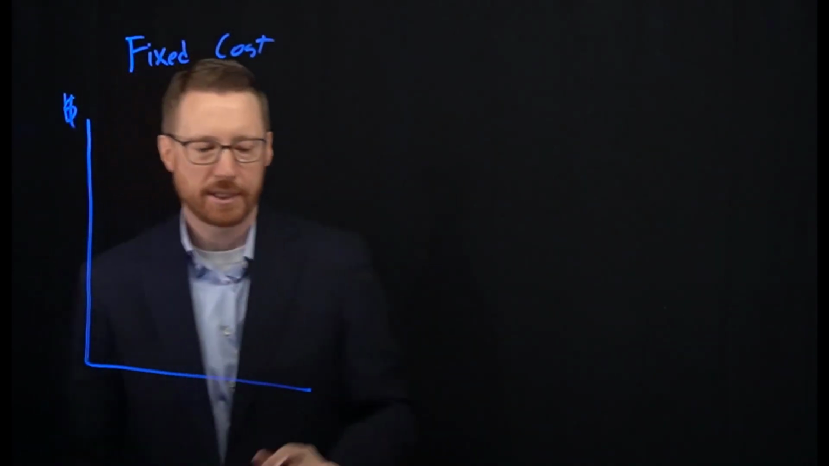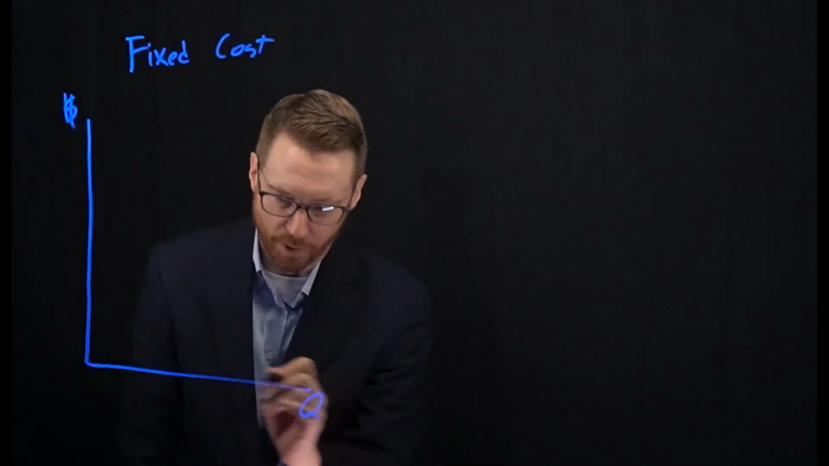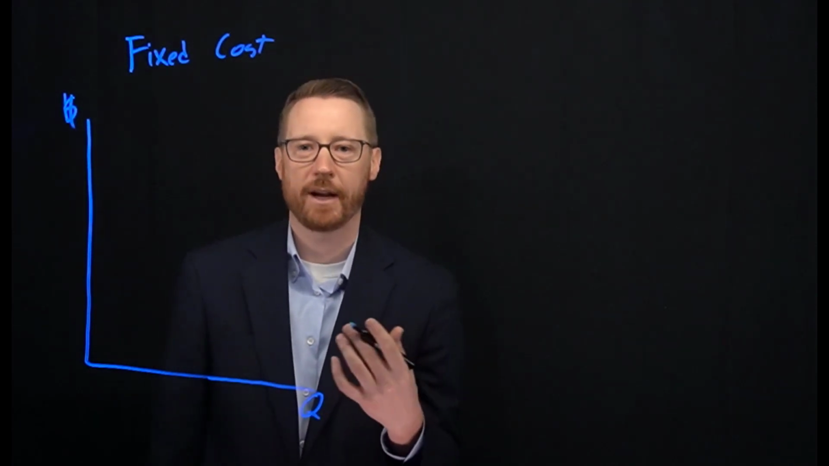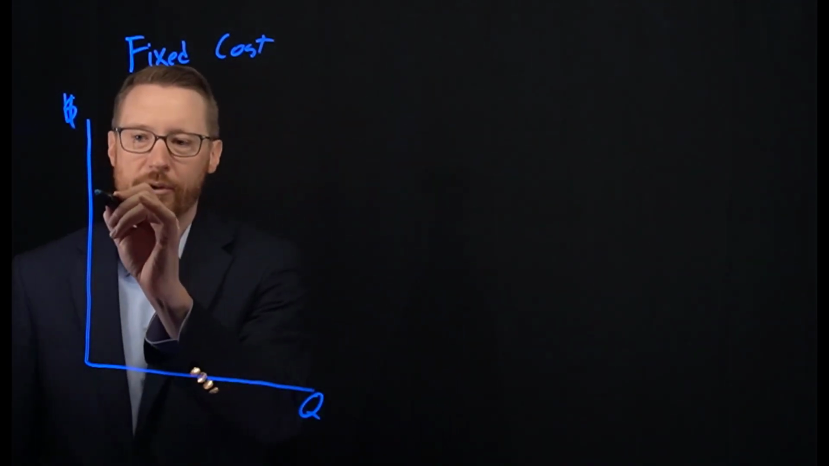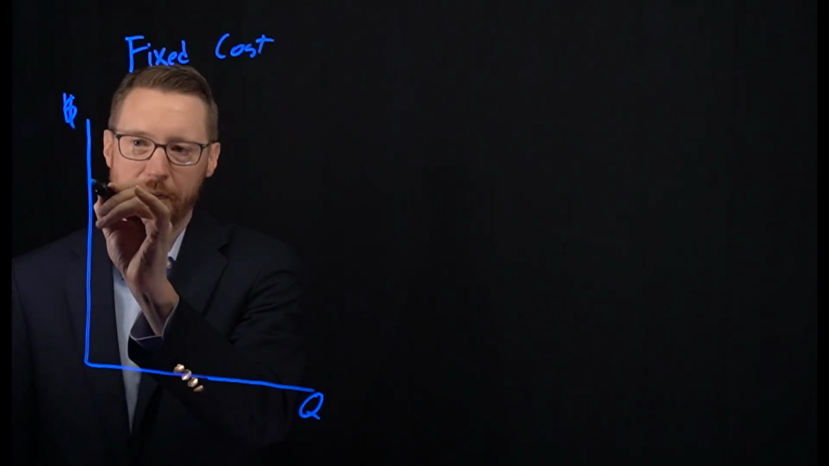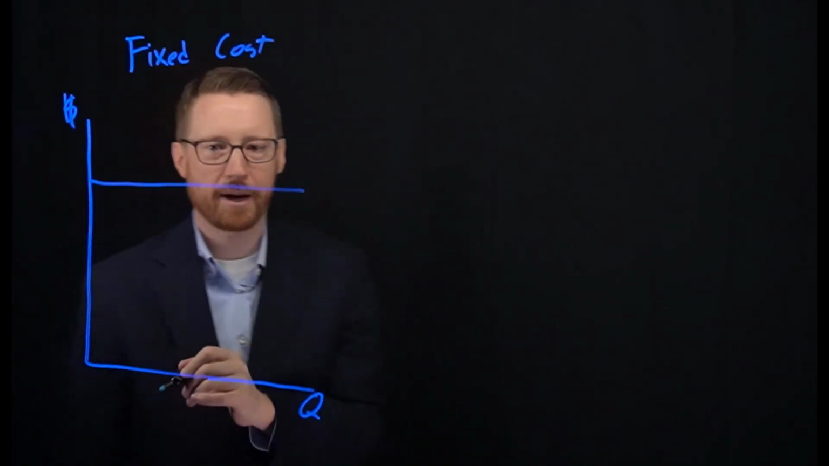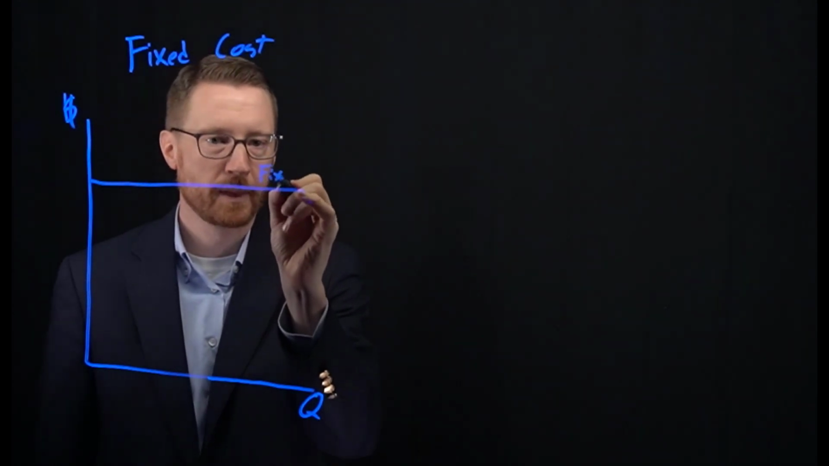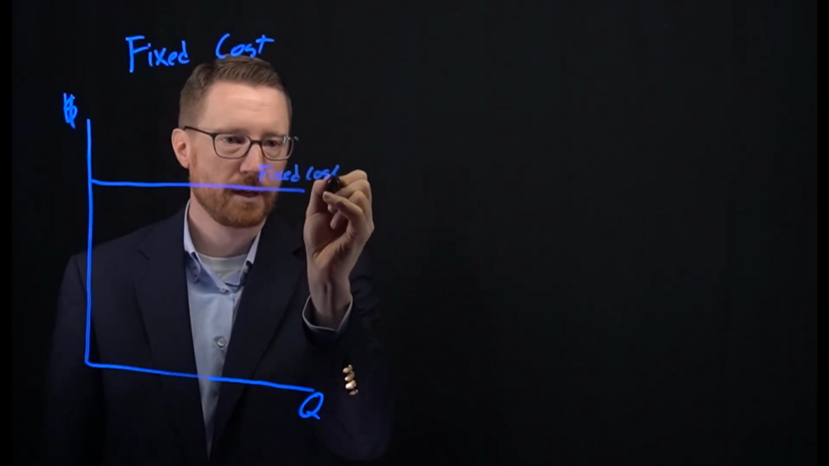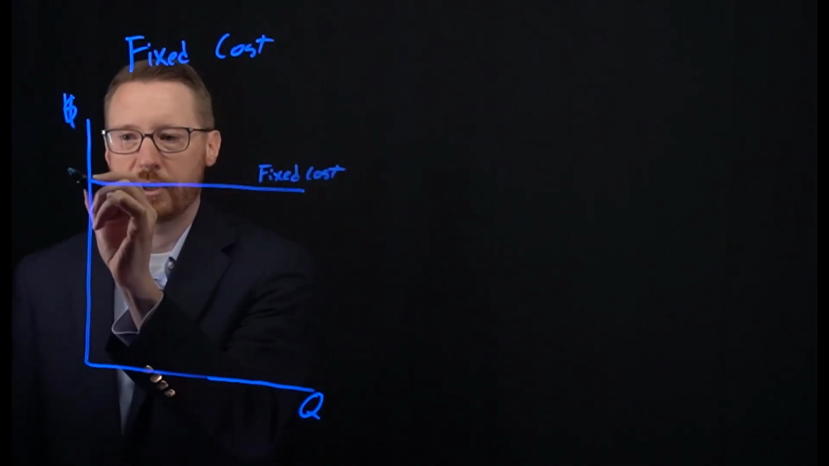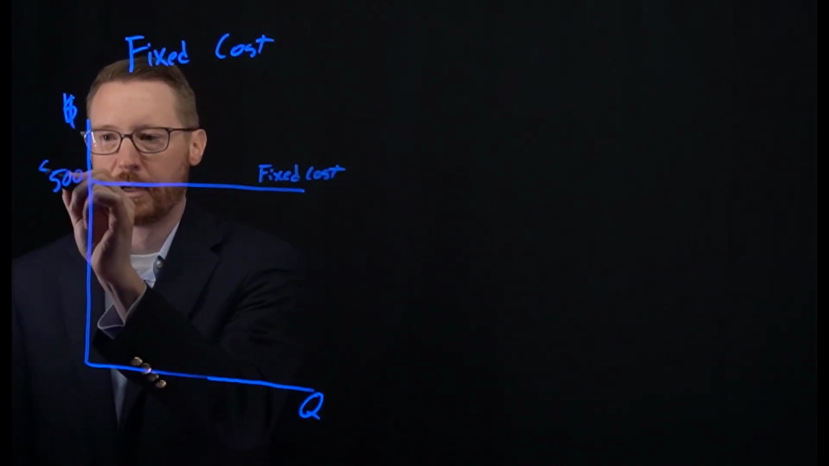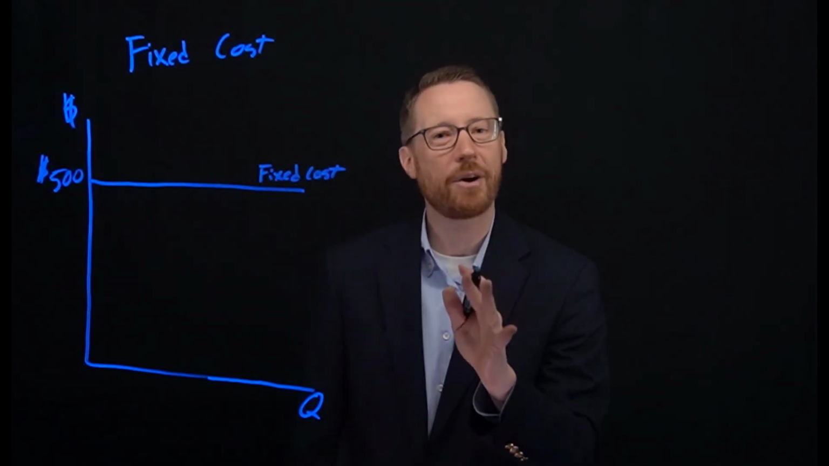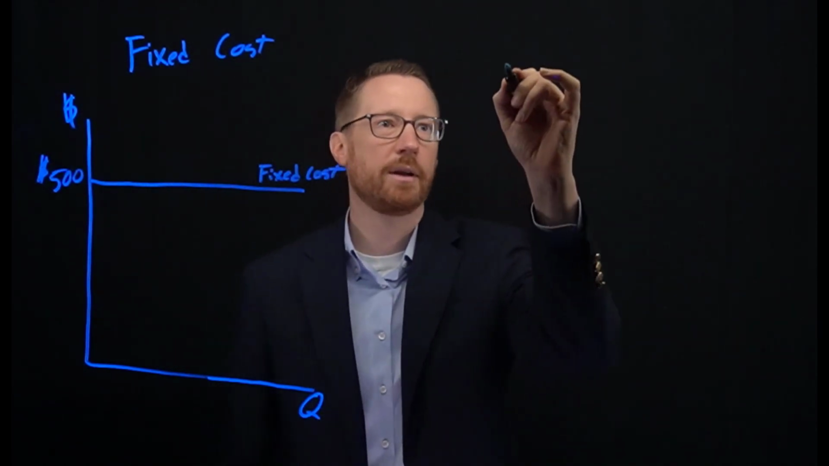So we're thinking about dollars versus quantity. And what did we say? Fixed cost does not vary with the quantity of output. So it's just some fixed amount. Doesn't matter how much we produce. This thing is just a horizontal line. Right? This is our fixed cost. Choose a number. Call it $500. Not very exciting. What about average fixed cost though?